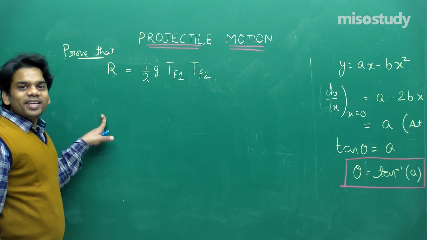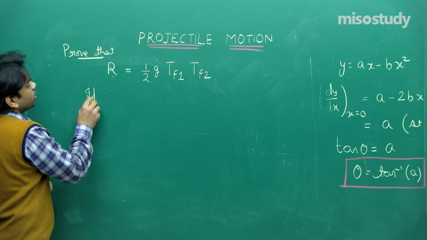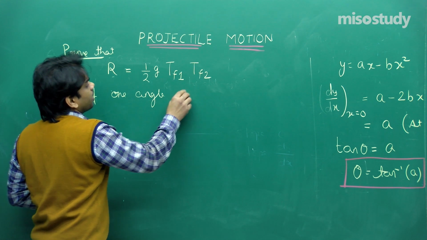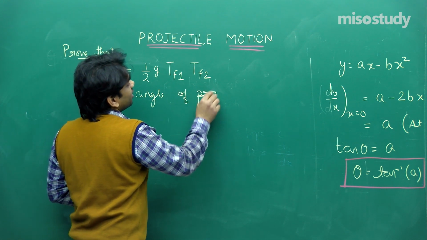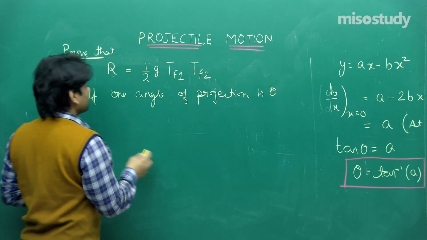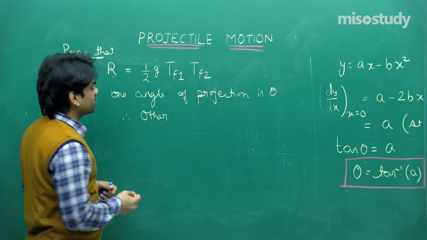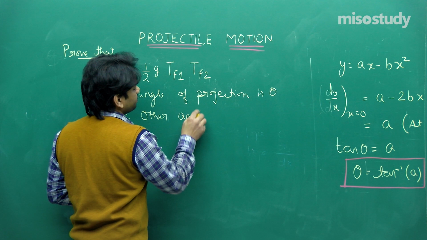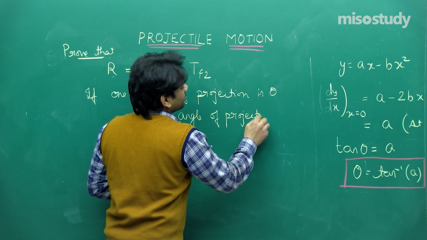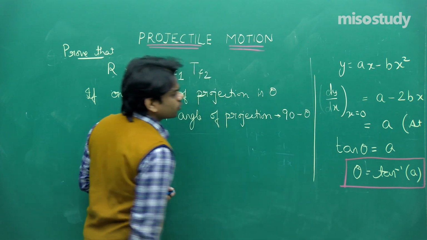Now as I told you, the range is the same, so both angles have to be complementary. So let's say if one angle of projection is theta, the other angle will automatically become 90 minus theta, since both have the same range, as we know the angles are complementary.